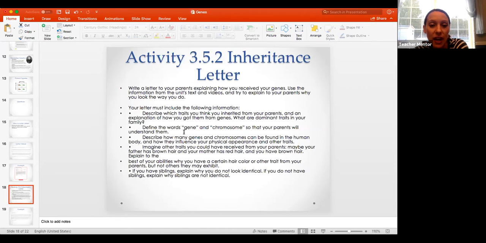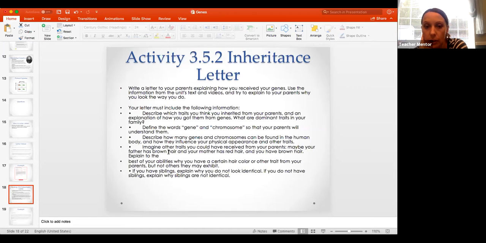They want you to define the words gene and chromosome, so that your parents understand them. Again, they're just asking for some vocabulary here. Describe how many genes and chromosomes can be found in the human body. So we talked about those 23 pairs. Imagine other traits that you have received from your parents. Maybe your father has brown hair, and your mother has red hair, and you have brown hair. Explain this to the best of your ability.